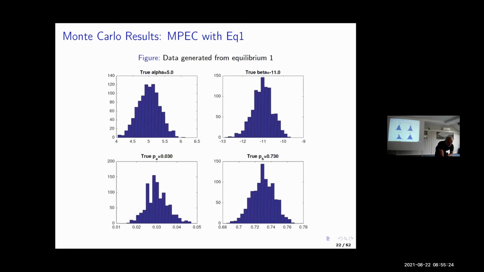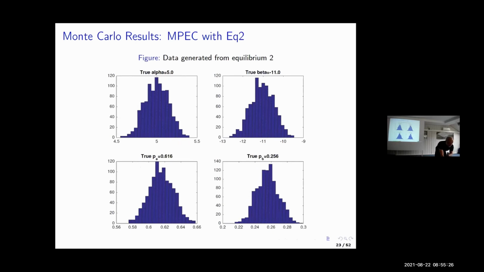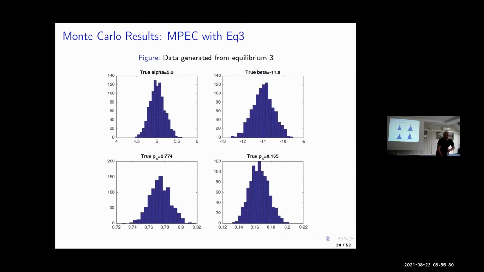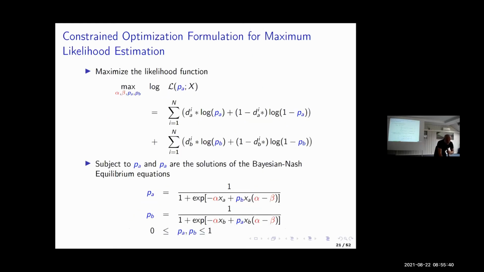Okay, so here's what we get from equilibrium 1, looks good. Equilibrium number 2 looks good, and equilibrium number 3 actually also looks pretty okay. Now, what I did with MPEC here is, we want to have good starting values for these parameters, right? Then it's easier.